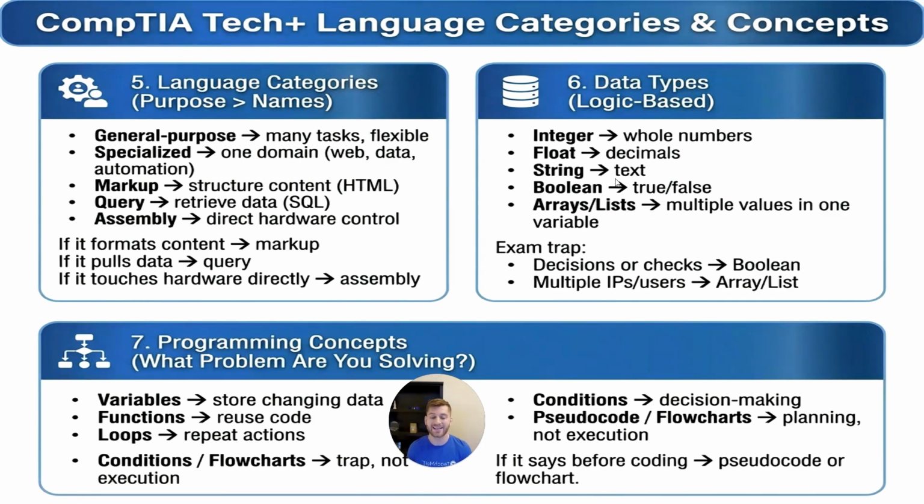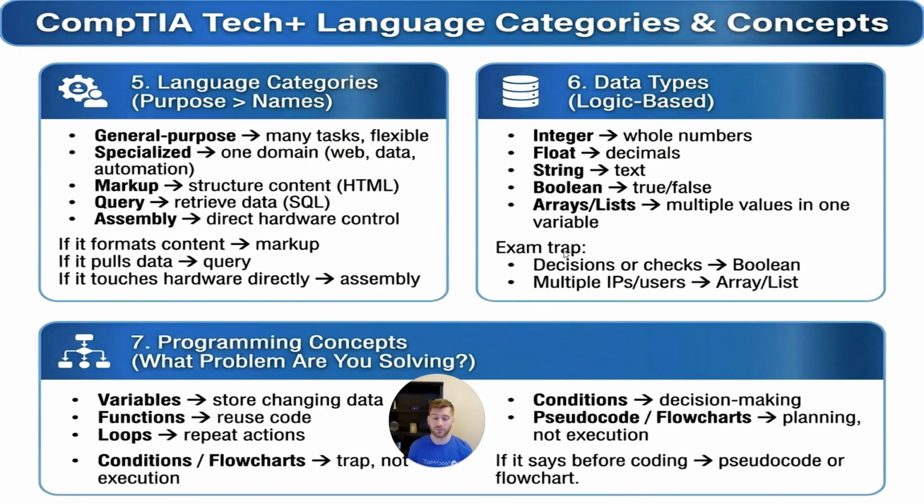A string is solely text. So this could be one letter. This could be a word. This could be a sequence of words. It could be a sentence. Remember, string, solely text. Boolean is simple. It's either true or it's false. Arrays or lists for data types, these are multiple values in one variable.